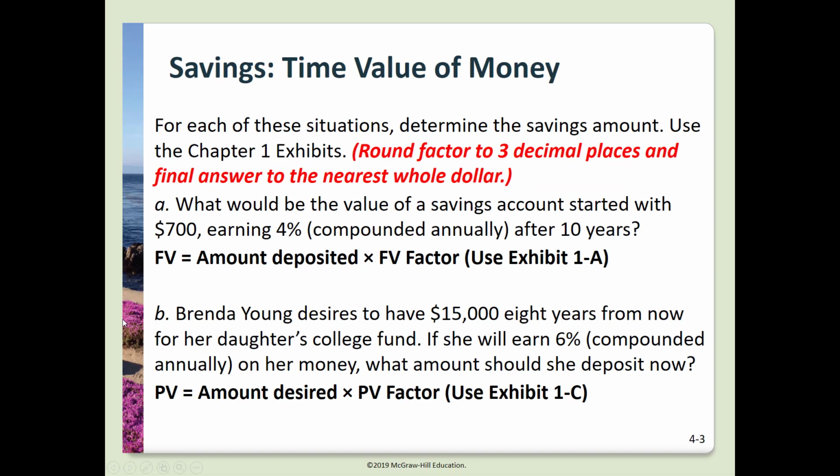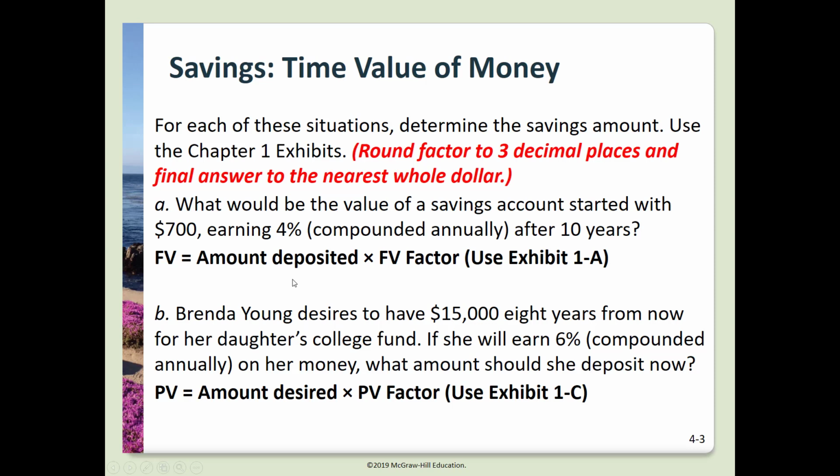So in this problem, we're going to be working with savings, specifically the time value of money. So again, we're going to use the content we learned back in Chapter 1 to determine the savings amount for each of the situations in parts A through C. So in Part A, what would be the value of a savings account started with $700, earning 4%, compounded annually after 10 years. So our formula for the future value, because we want to know what it's going to earn in the future after 10 years, it's the amount deposited times our future value factor.